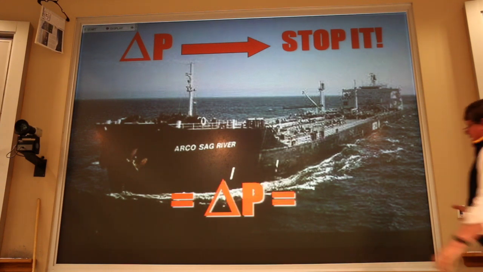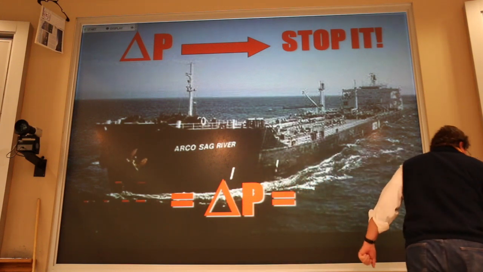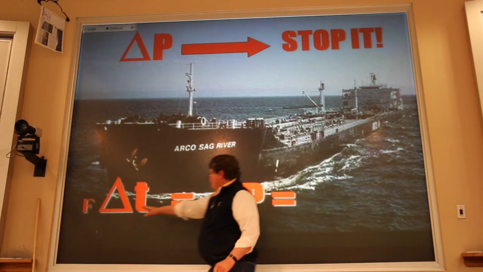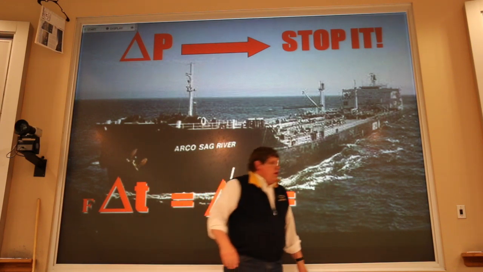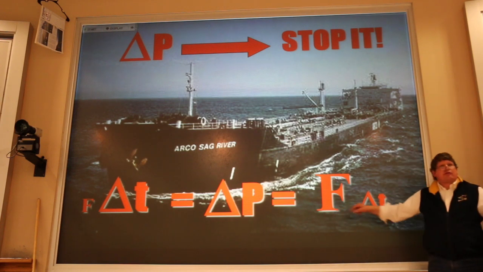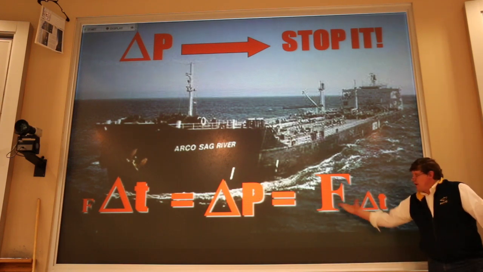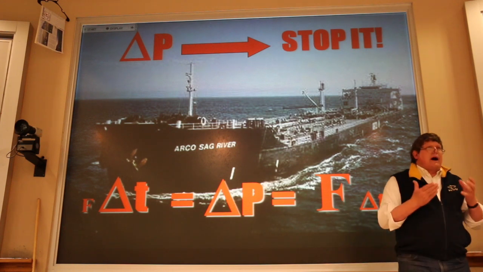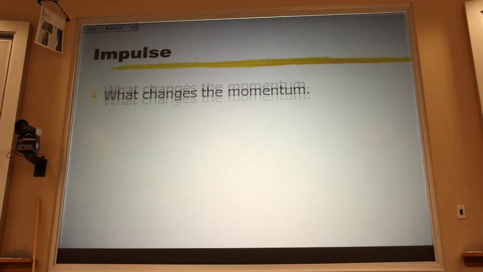So here's what the thing is. If you want to change momentum, you can do it with a small force if you're willing to wait a long time. Or you can do it quickly if you can supply a very large force. Now, this combination of force times time is what changes momentum. It's called the impulse.